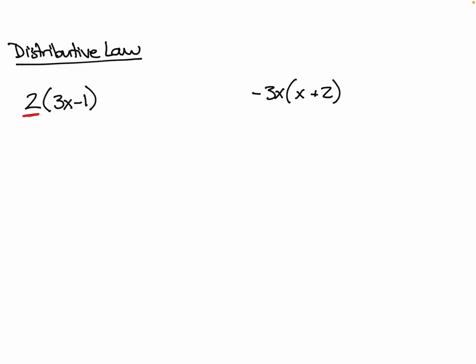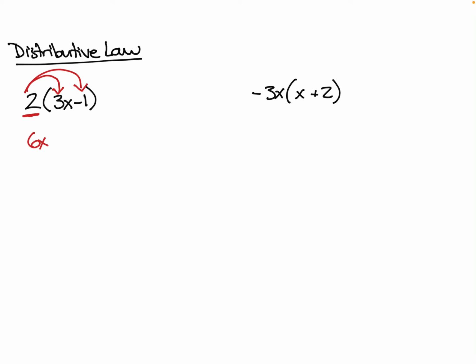So the first thing we're going to do is multiply the 2 by the 3x using the rule that we just talked about. Numbers by numbers, letters by letters. So 2 times 3x is going to give us 6x. And then we're going to multiply the 2 by the next term in the brackets, which is negative 1. That negative has to go with that number. So 2 times negative 1 gives us negative 2. So our final answer here is 6x minus 2.